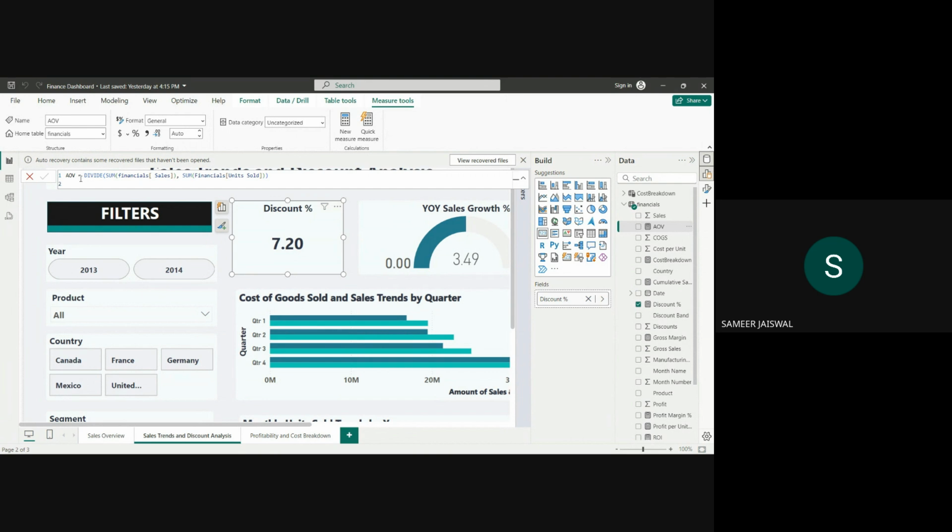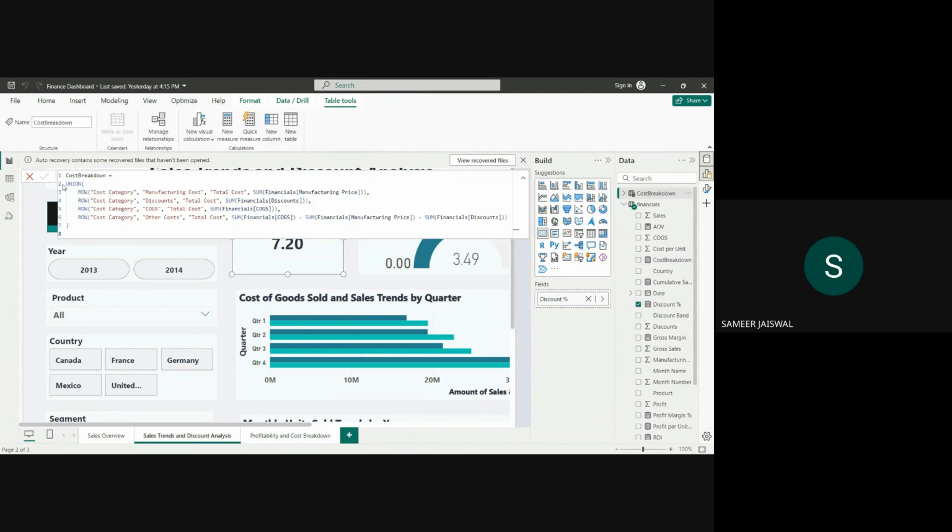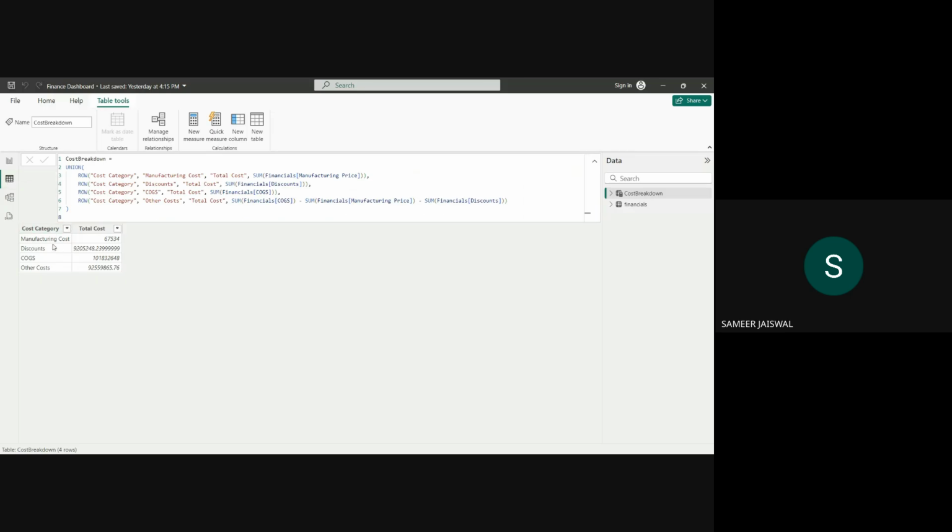Okay. So if I talk about the cost breakdown, here we have used the function UNION. It has given the gross value, like the total cost, manufacturing cost, the cost of giving the discounts, cost of goods sold, and other costs. We have also presented the cost breakdown in tabular form. You can see the manufacturing cost, the gross value, the discount, cost of goods sold, and other costs.